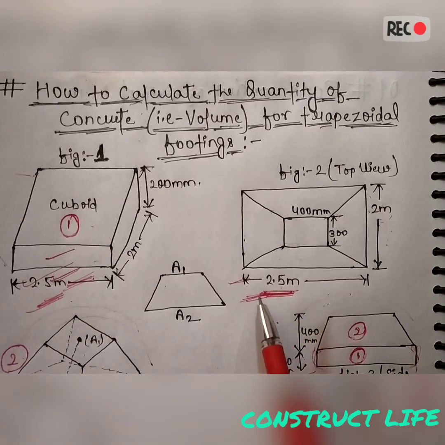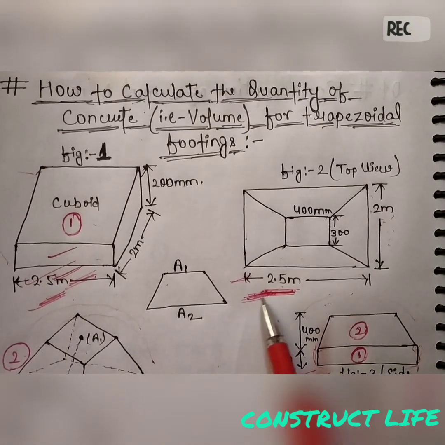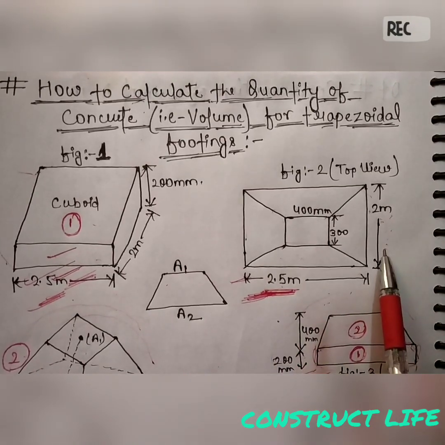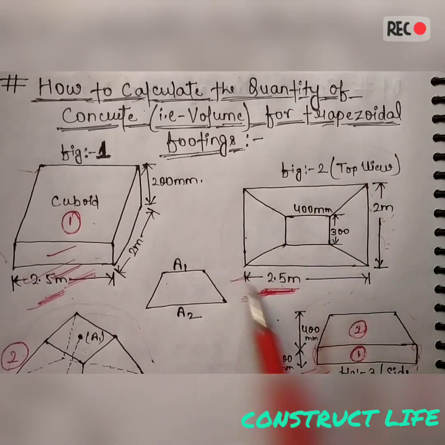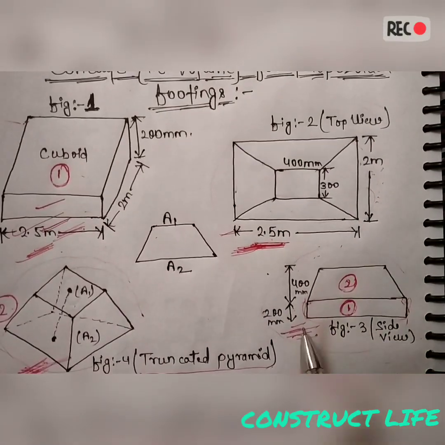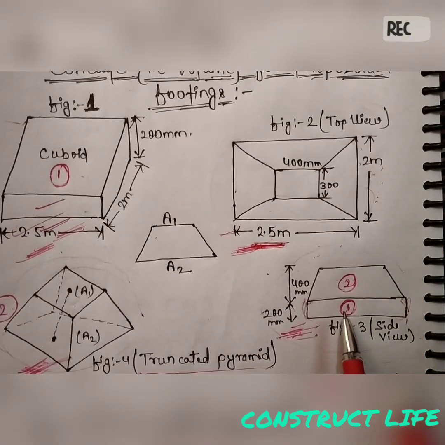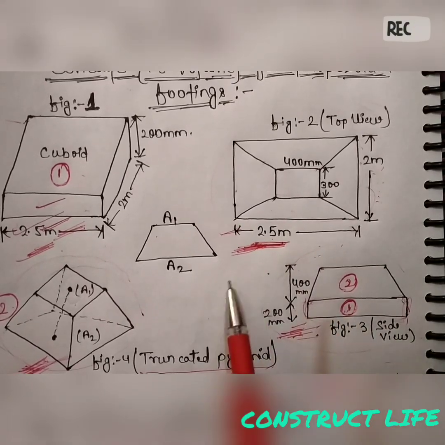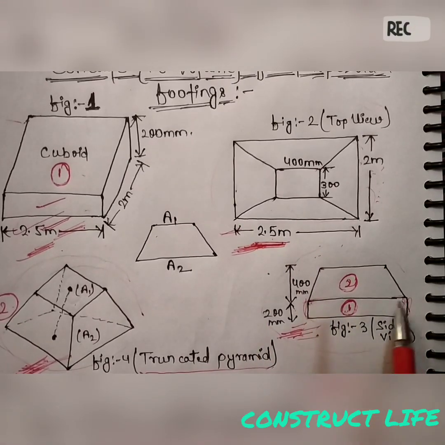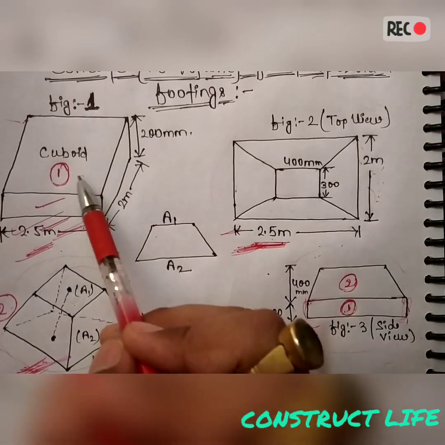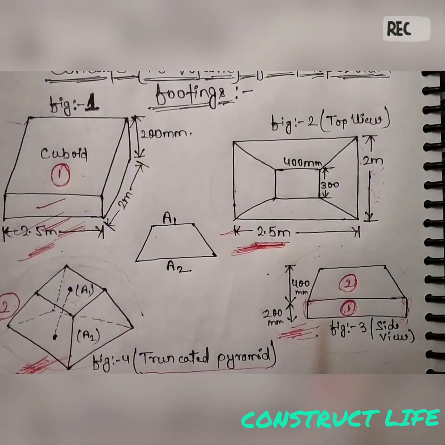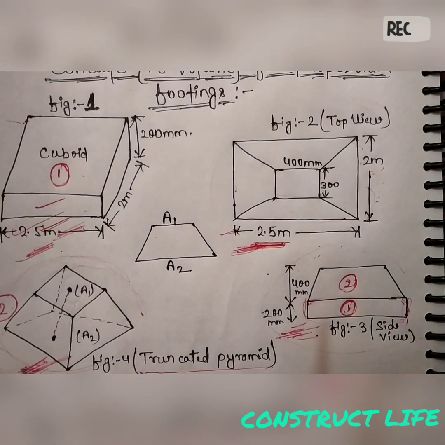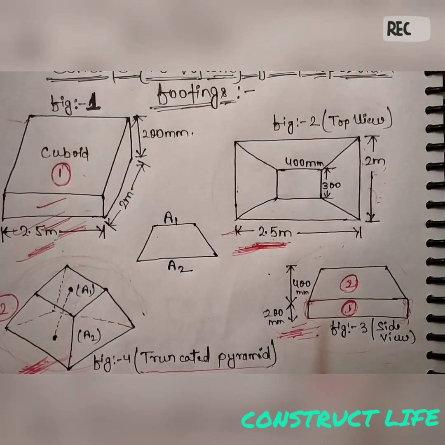So let's start. 2.5 meter is the length of the footing, 2 meter is the width. Here this is the top view, and I have drawn the side view. If you see this footing from the side view, this one part indicates the cuboidal section, and this second part is called a truncated pyramid.